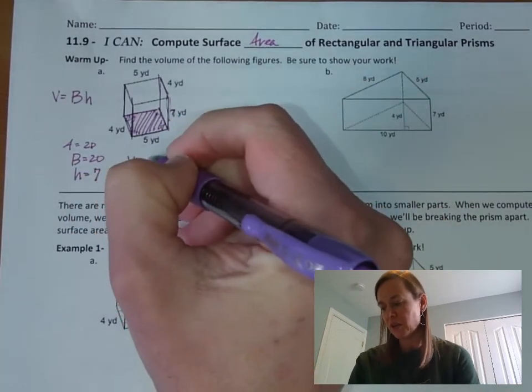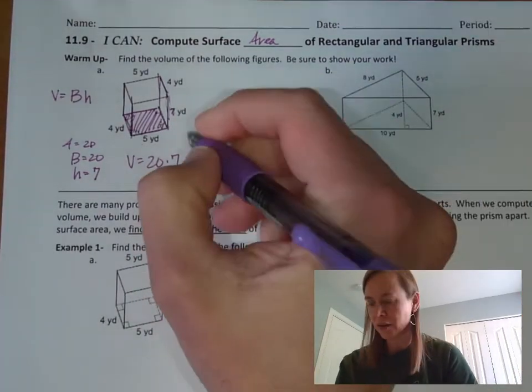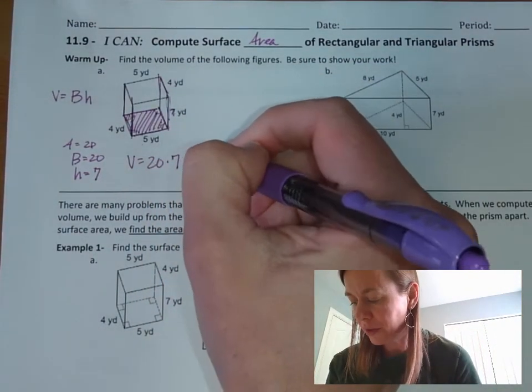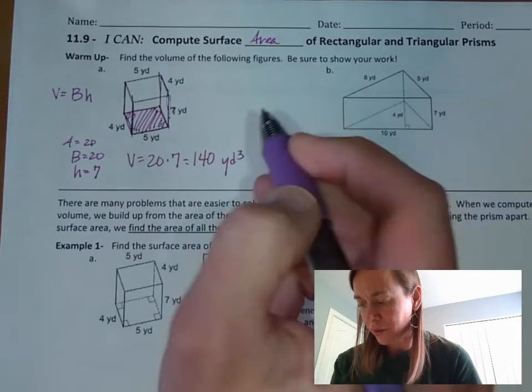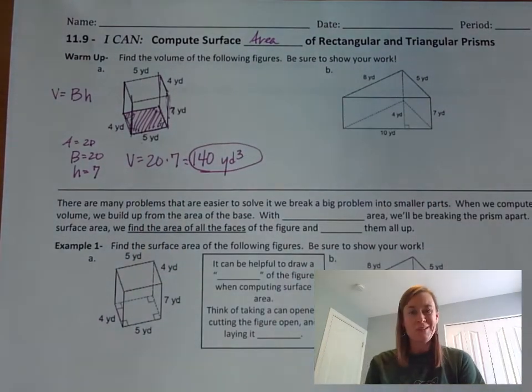So volume is going to equal 20 times 7, which equals what? 140, right? So 140 yards cubed. Always put that 3 on it when you're talking about volume. And that's how you do that one.